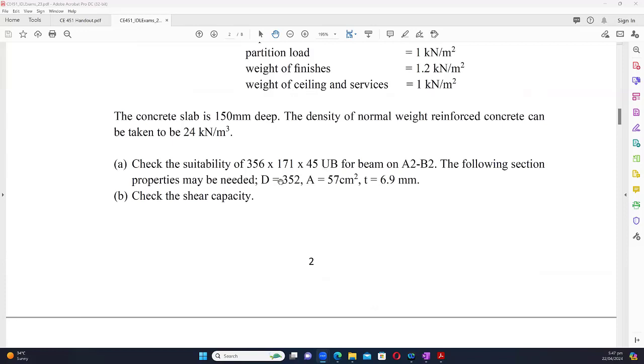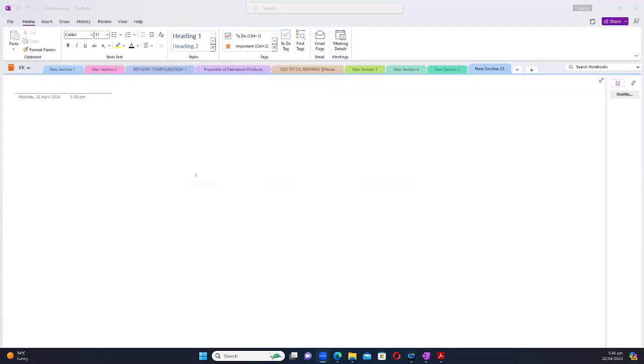We have given you parameters that we think might come in handy. For instance, D represents the total depth of the universal beam, and it's 352 millimeters. A represents the area of the steel section, and it's 57.57 centimeters squared. And T is the thickness of the web, which is 6.9 millimeters. So let's start and solve this, going one by one. I'm going to move to my other screen. Can you see my calculation screen?